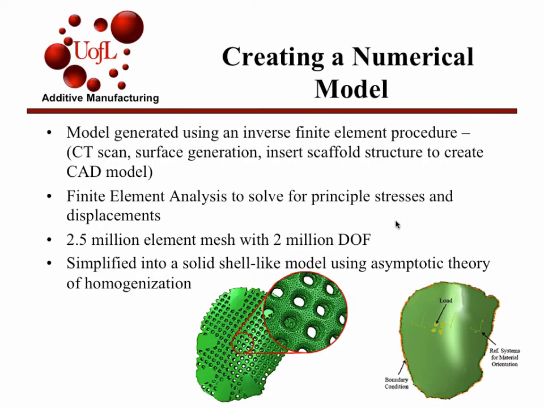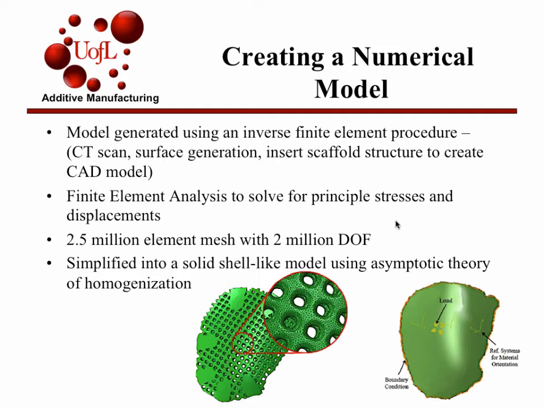Alright, so now moving on to the second objective. They wanted to create a numerical model and an analytic solution so that they wouldn't have to mechanically test these designs every time they wanted to make something new or change. So they generated a CAD model using an inverse finite element procedure. You'd have the patient take a CT scan of their brain and get a general idea, I guess. They'd generate a surface from that CT scan, and then they'd insert the different scaffold structures to make their CAD model.